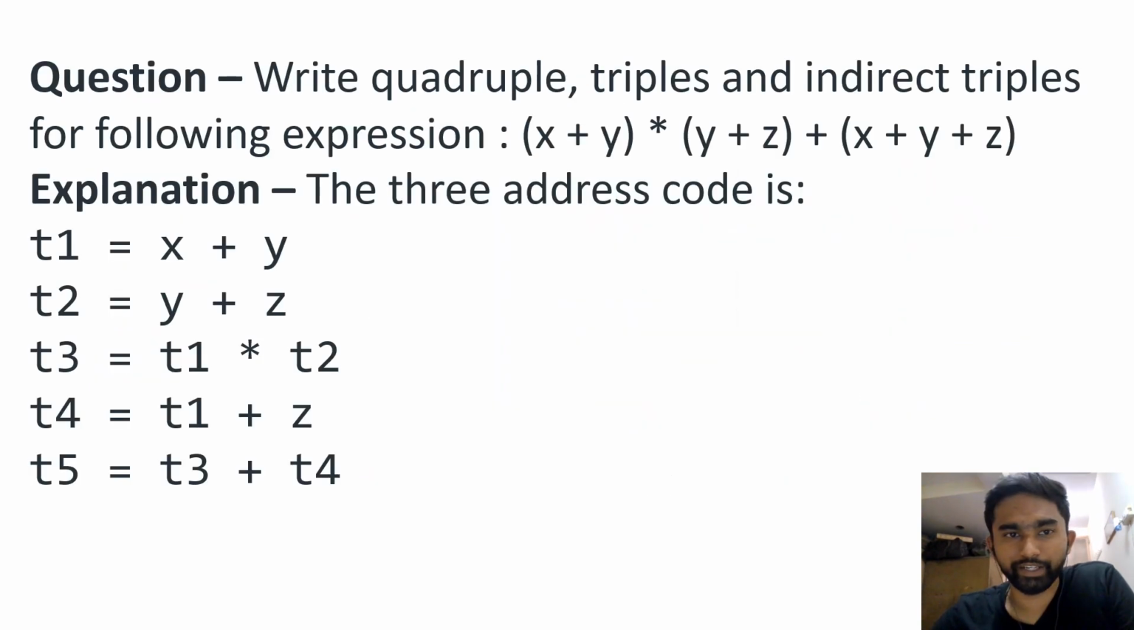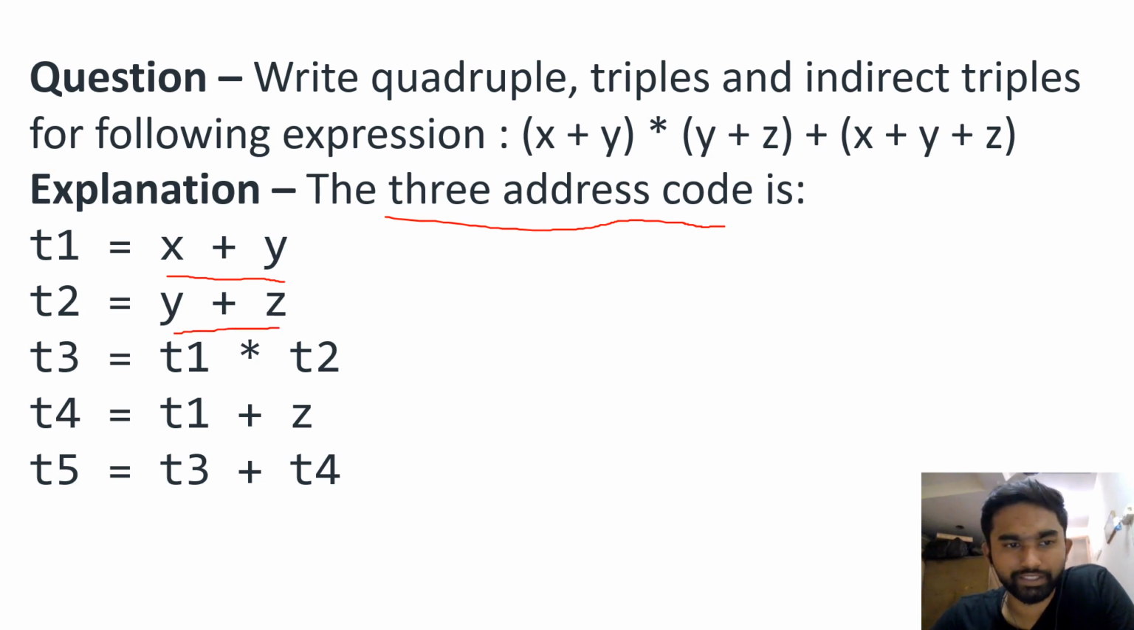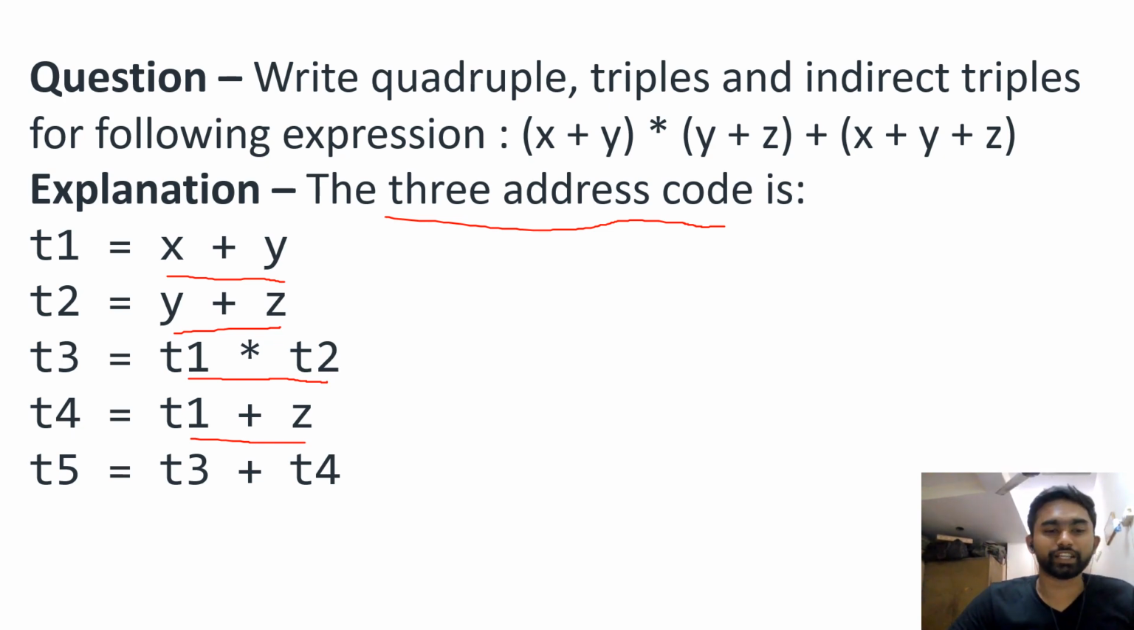Now we have a question over here. Write quadruple, triples and indirect triples for the following expression, which is x plus y into y plus z plus x plus y plus z. The three address code for the given expression is: put the value of x plus y in t1 variable, put the value of y plus z in t2 variable, put the value of t2 into t1 in t3 variable, put the value of t1 plus z in t4 variable, and put the value of t3 plus t4 in t5 variable.